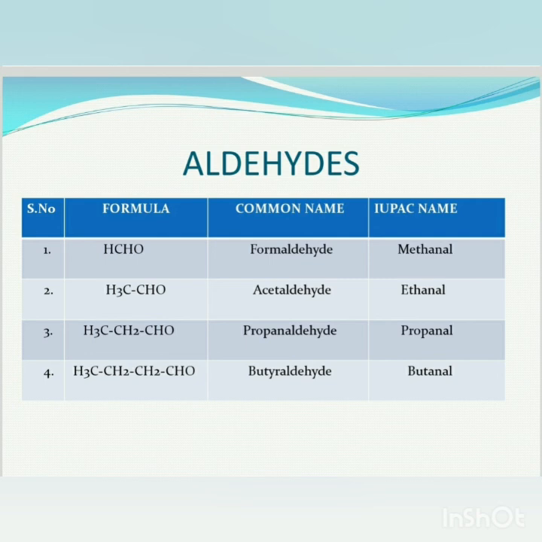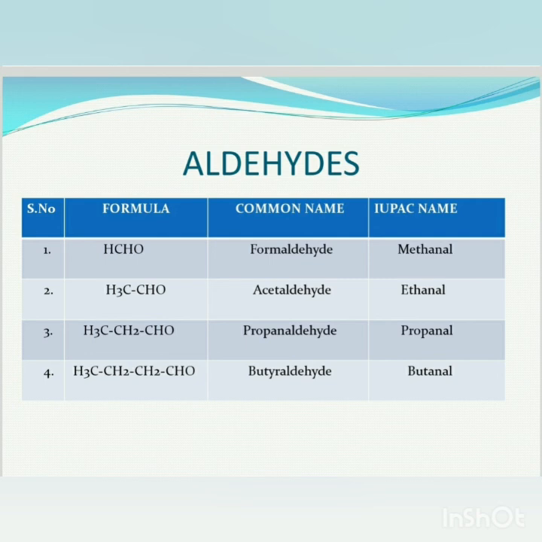And finally, the formula is CH3, CH2, CH2, CHO. So it is known as butanal. Why is it known as butanal? Yes. In this we have 4 carbon atoms. So 4 carbon atoms means but plus ane plus al. It is known as butanal. The common name of butanal is butyraldehyde.